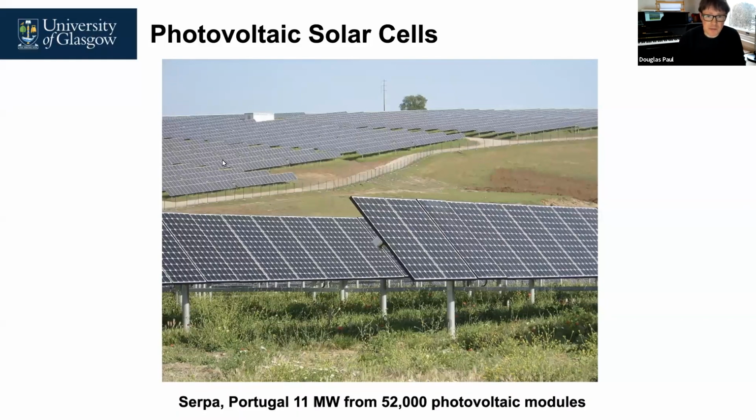But this is one example of a solar farm. And this is in Portugal. You can see basically fields full of photovoltaic cells and modules. And in fact, there's 52,000 photovoltaic modules in this solar farm, and that's 11 megawatts. So if you remember, there's 1,000 watts per meter squared maximum available, and you'll see by the end of this lecture the sort of conversion efficiencies that the best solar cells now do.